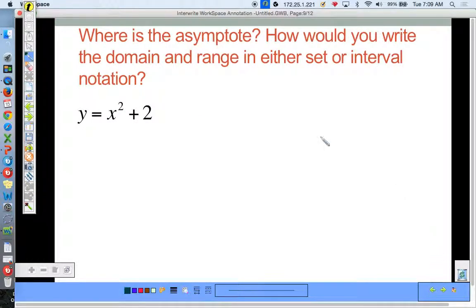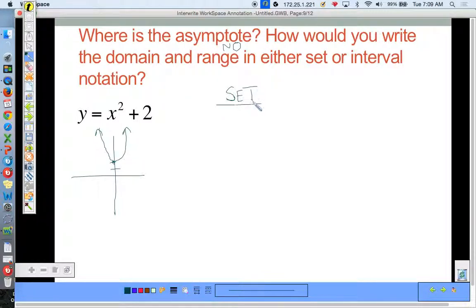So let's see here. Is there an asymptote? Well, if we were to graph this, it's x squared but moved up 2. So no, there's not, because it keeps going on both ways. There's no x equals and no y equals, because it doesn't approach anything, so no. But how would you write the domain and range? We're going to write it in both set and interval notation to practice.